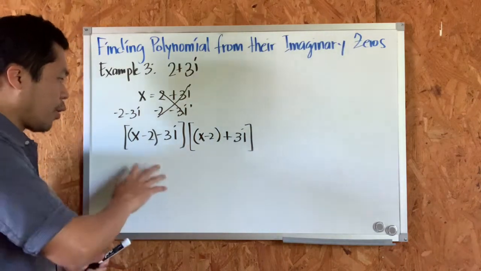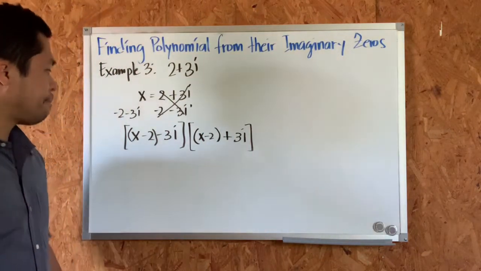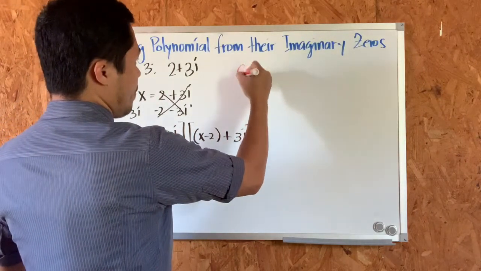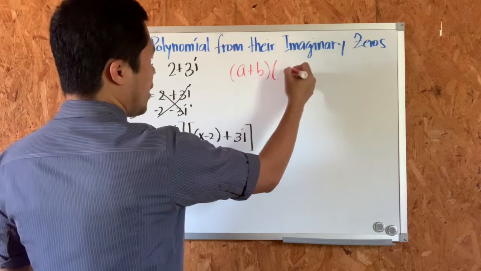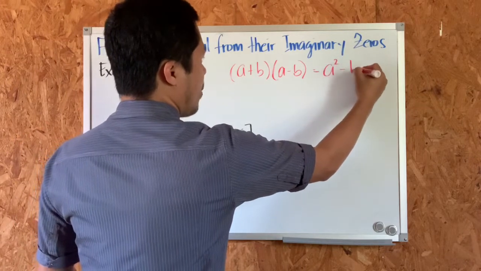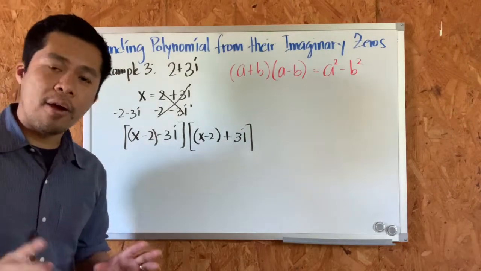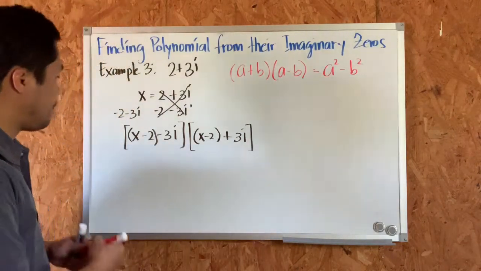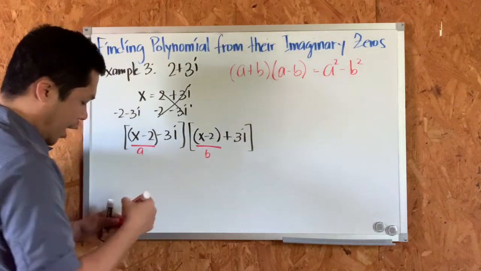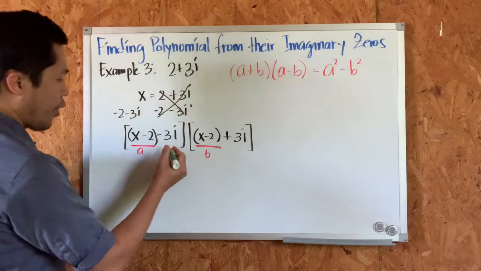Again, if you're going to look at this, if you multiply this, this is the same as multiplying the sum and difference of two binomials. I will write here a plus b, the identity. A plus b times a minus b is equal to a squared minus b squared. So which one is our a here? Our a here is x minus 2. That's our a. And which one is our b? Our b here is 3i.